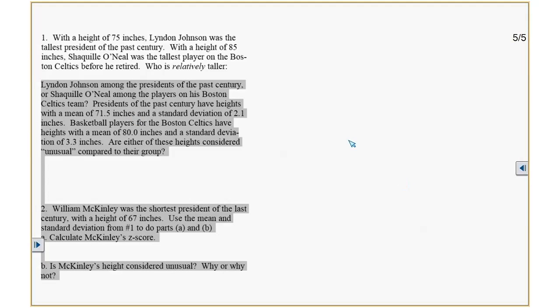It highlighted it. I'm sorry. Relatively means compared to your own population. What are the requirements for being president of the United States? You need to be 35 and you need to be a citizen of the United States.